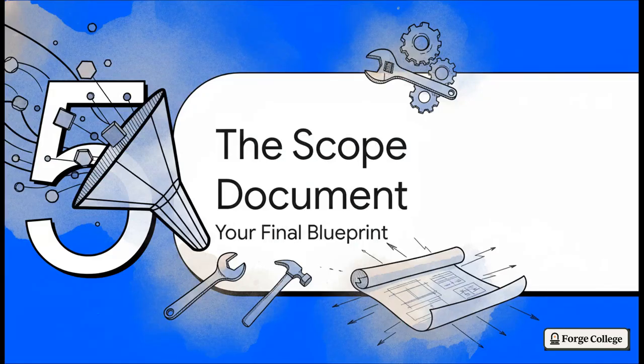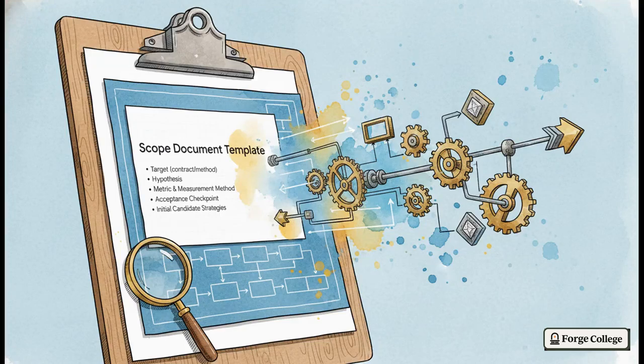Section 5, the scope document. Everything we've discussed so far funnels right into this. This is the main artifact you must produce before picking up your virtual wrenches. Your personal scope document template is super straightforward and it maps directly to your final capstone flowchart. You simply list out your target method, your testable hypothesis, the metric you're tracking, the measurement method, a strict checkpoint, and your initial candidate strategies based on the data.